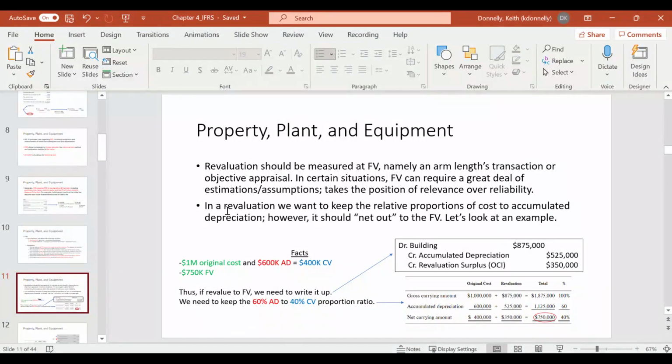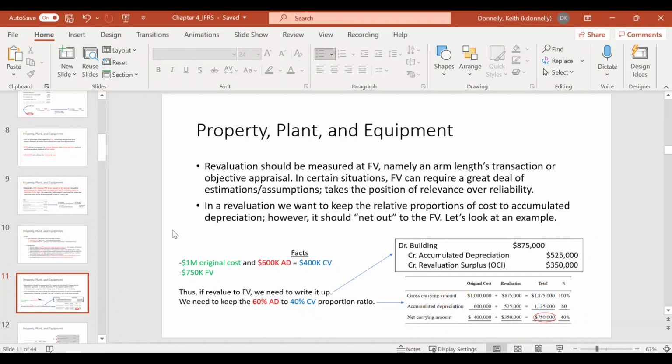Let's look at an example to illustrate this. So let's say we have a building that we bought originally for $1 million. Since then, we've taken 600 grand of depreciation. Right now, we're going to be at a $400,000 carrying value. Simple enough to start there, right? Let's say at this point in time, we say, hey, we want to instead revalue this at fair value. In other words, we want to depart from historical cost.